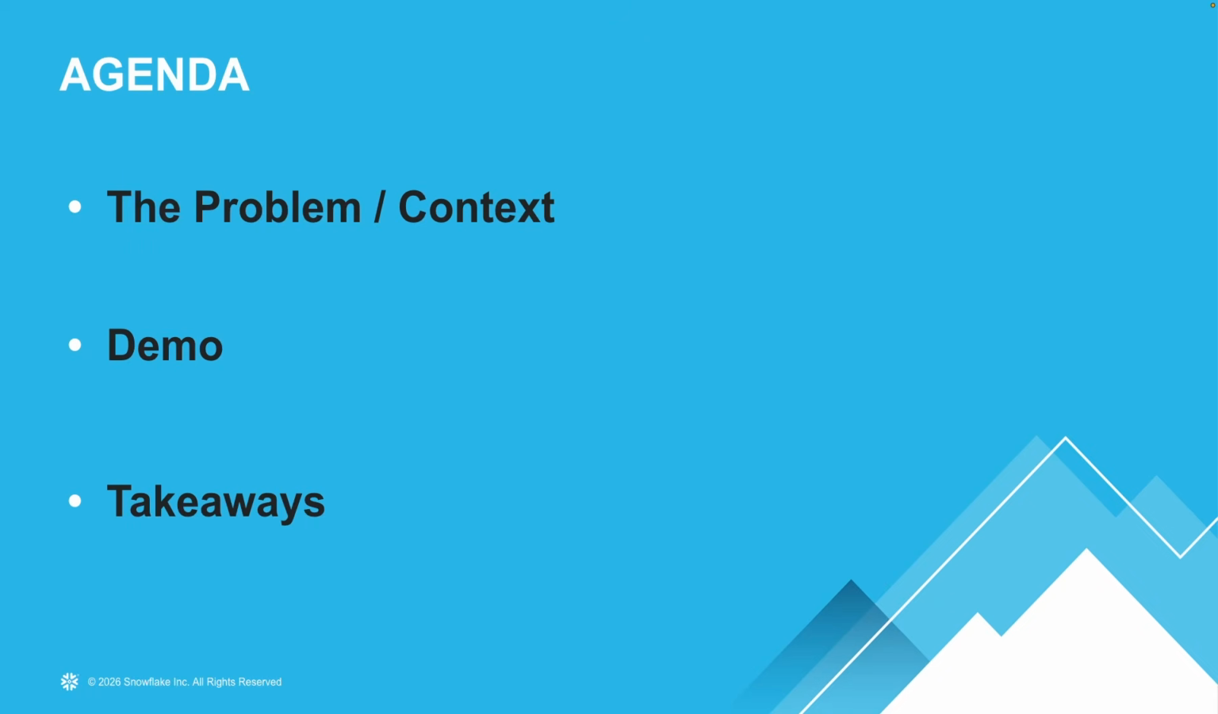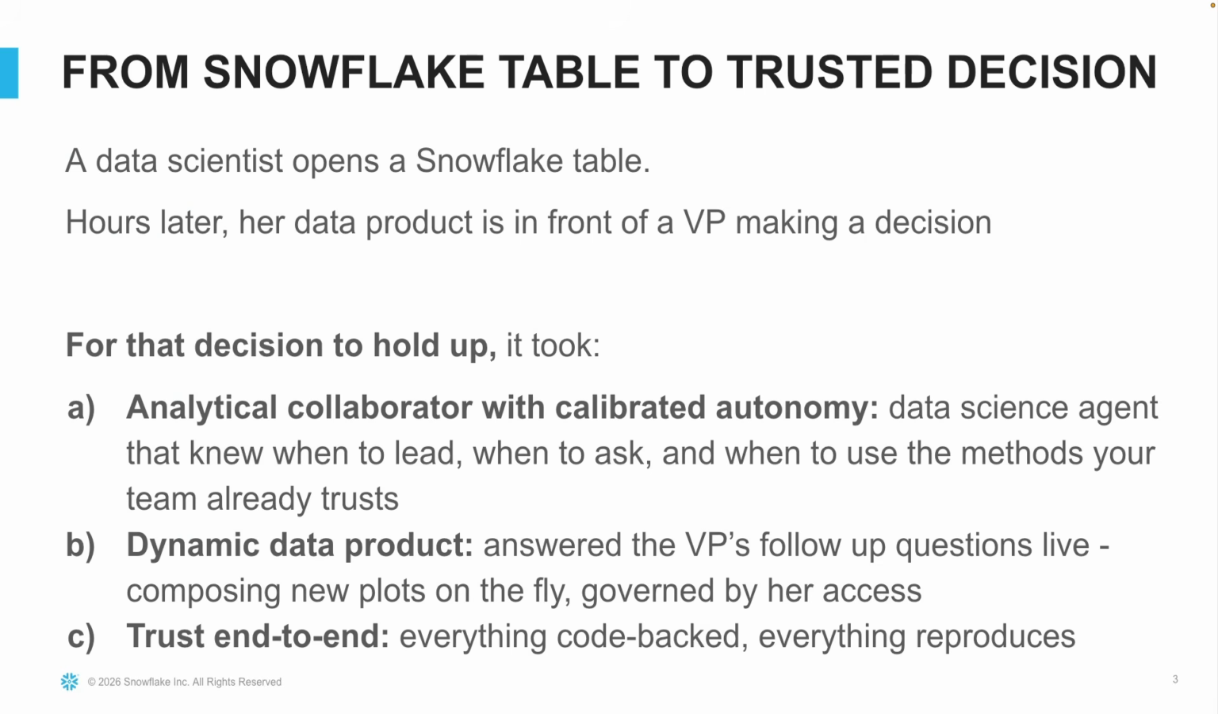Three parts. Let's start with the problem and the context. So picture this. A data scientist gets access to a Snowflake database. They open the table, and hours later, a VP is making decisions from the same data product that this data scientist built. Now, what happened in between is the crux of this talk. Specifically, three things had to hold up for this decision to be trustworthy.